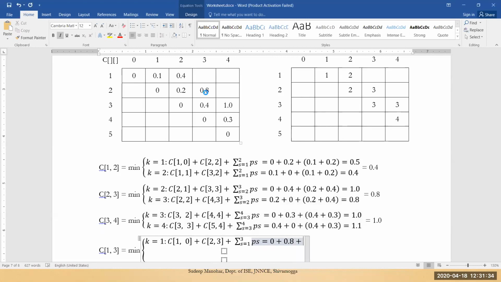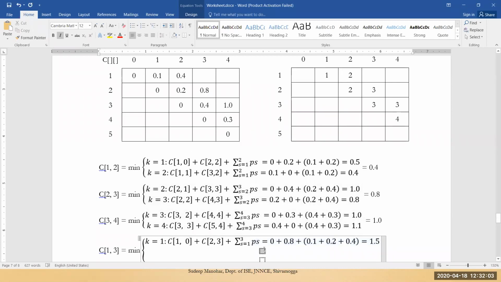Plus the probabilities from 1 to 3. It is 0.1, 0.2, 0.4. 0.1 plus 0.2 plus 0.4. What is the result of this? 4 plus 2, 6 plus 1, 7 plus 8, 15, 1.5. Okay, so that is when k is 1.